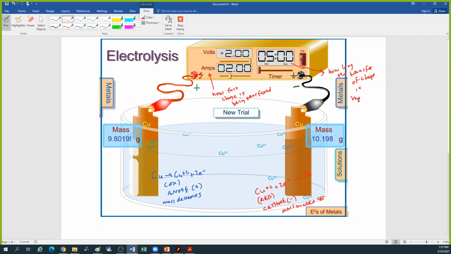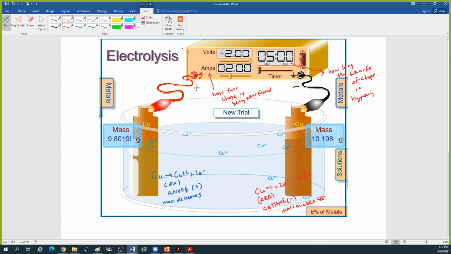And if you understand that, then you can see that if I turn this device on longer, I would have gotten more metal to plate over. Or if I raised the current, it would go faster, so again, I'd get more metal proportionately.